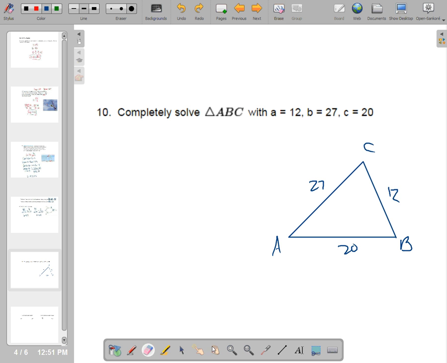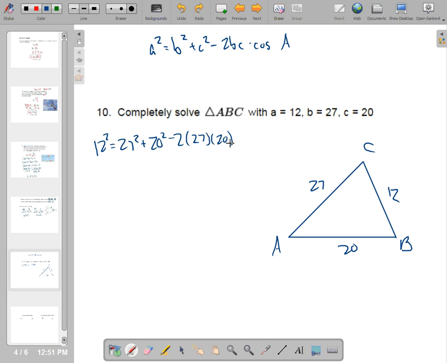And the law of cosines is the same for pretty much all three angles. Let's just say that a squared is b squared plus c squared minus 2bc cosine A. So if I want to find angle A, I need to plug in A, B, and C and isolate the cosine. So to find angle A, I'm going to say 12 squared equals 27 squared plus 20 squared minus 2 times 27 times 20 times the cosine of A. So now it's all calculator work.